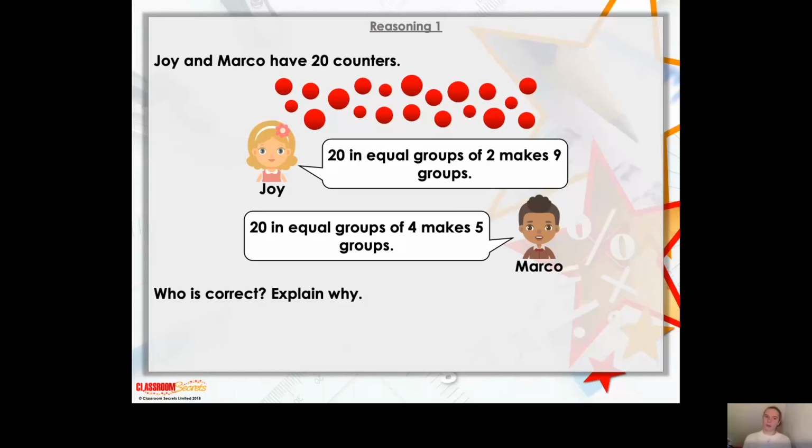So here we go. Joy and Marco have 20 counters. Now, Joy says 20 in equal groups of 2 makes 9 groups. So if Joy puts 2 counters in each of her groups, she can make 9 groups. And Marco says something completely different: 20 in equal groups of 4, so he's got 4 in each group, makes 5 groups. So let's start by looking at Joy's.